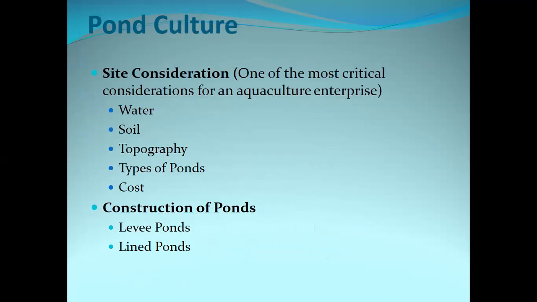Right. So site considerations. One of the most critical considerations for an aquaculture enterprise. So these are some of the different parameters we would look at when we consider a suitable site to set up our facility, right, or our ponds, right? Water, soil, topography, the type of pond that we utilize and the cost, right? And then when it comes to construction of ponds, right, there are two major types: levee type ponds, which is the above ground ponds I spoke about, and line ponds.